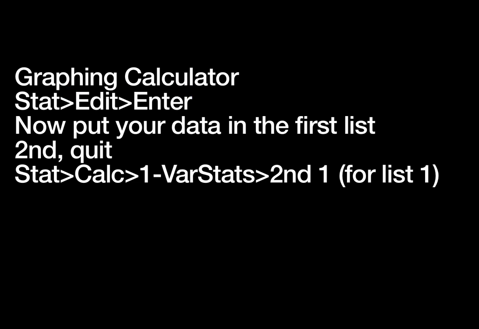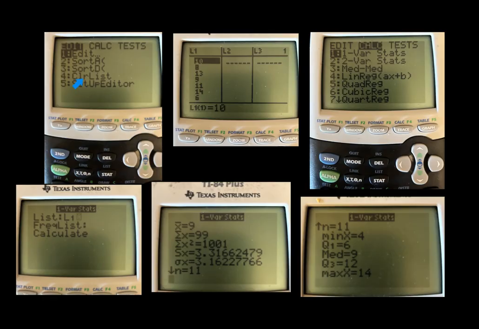If you have it out, hit pause and grab it. You hit the stat key, and then the first item is edit, and then you hit enter, and you'd see this list of numbers, L1, L2, L3. I'll show it on the next slide. And that's where you'd put your data. If you do second quit, it would take you back out to your home screen. Then you do stat, arrow to the right to calculate, down to the first thing that says 1-Var Stats. And I'd hit the second button, which on my calculator is blue, and that would give me list one. It looks like these here.